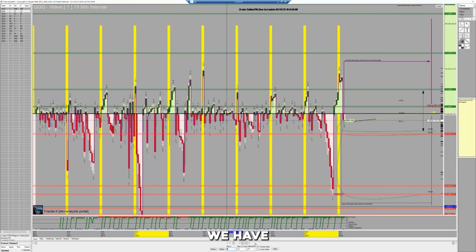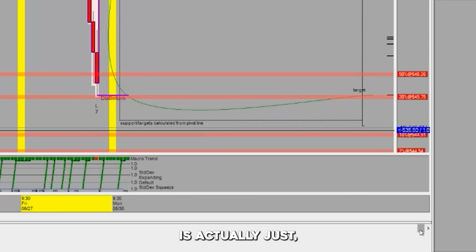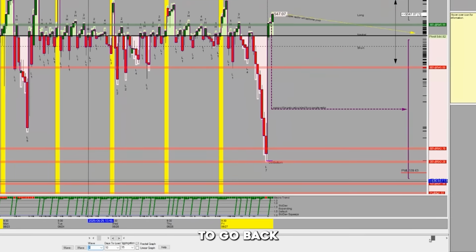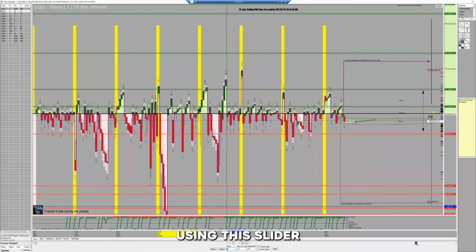And then we have these sliders right here. This one right here on the right hand side is just for if you want to go back and check out price for the pivot or vector for a particular day, you can just go back using this slider right here.